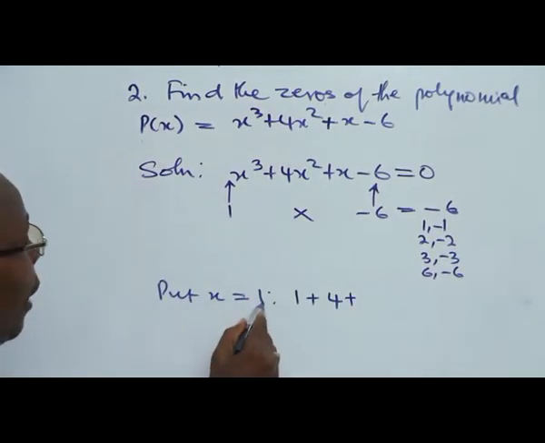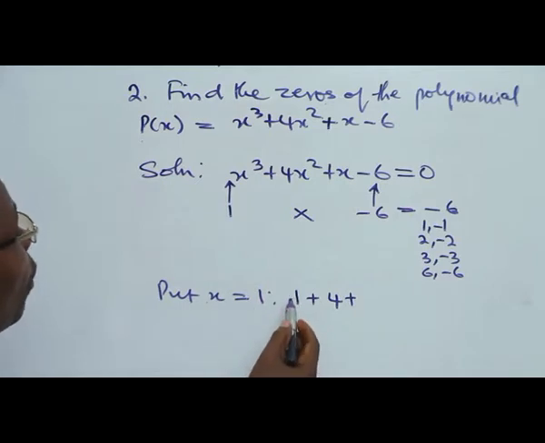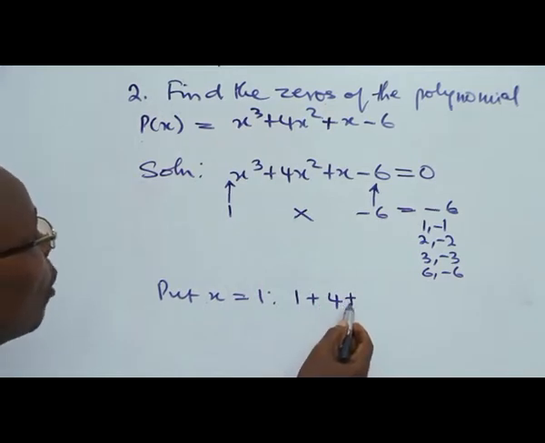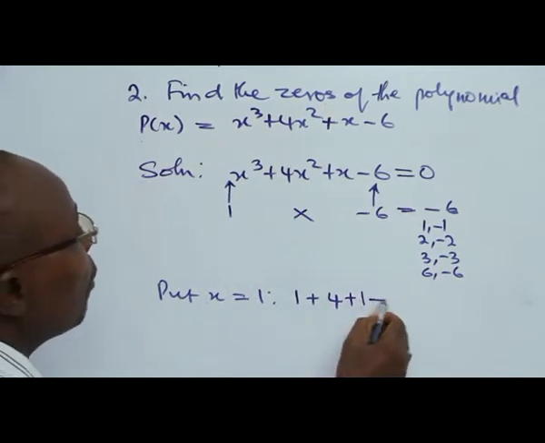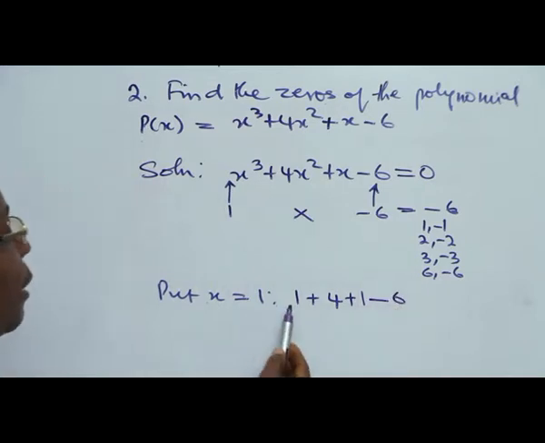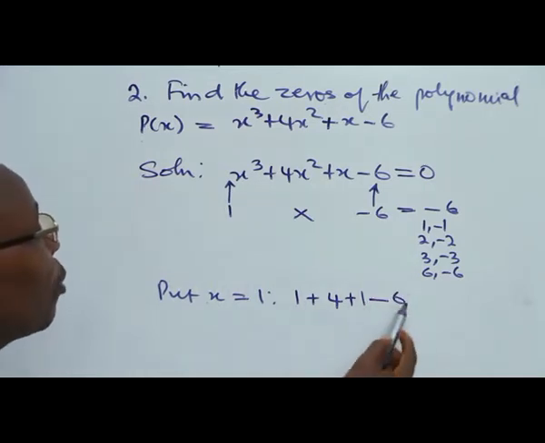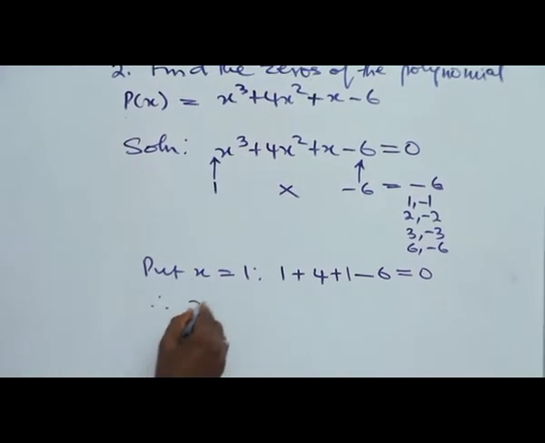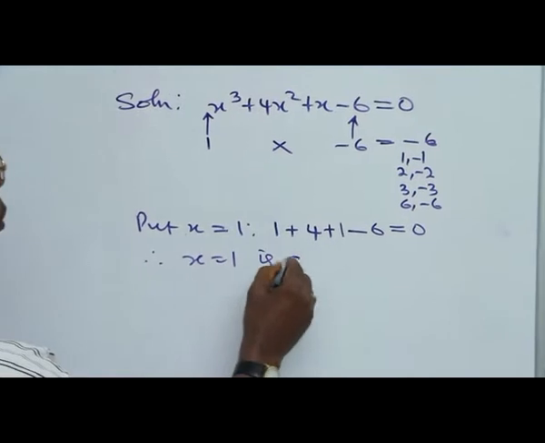Put s equal to 1. This will give you 1 cubed, which is 1, plus 1 squared is 1 times 4 will give you 4, plus 1 again, then minus 6. Let's see the result. If you add it together and subtract 6, it is equal to 0. Therefore, s equal to 1 is a solution.